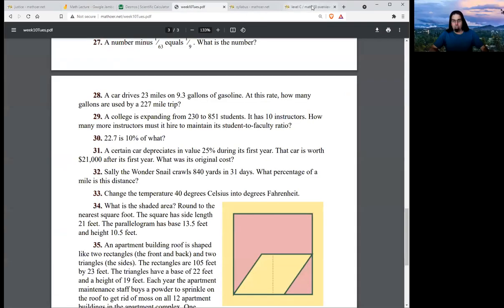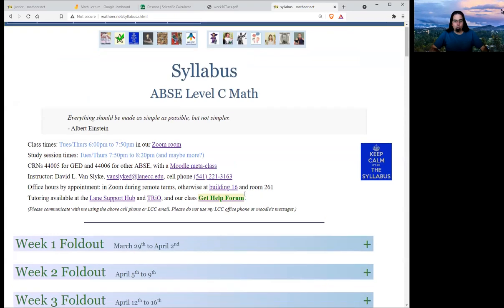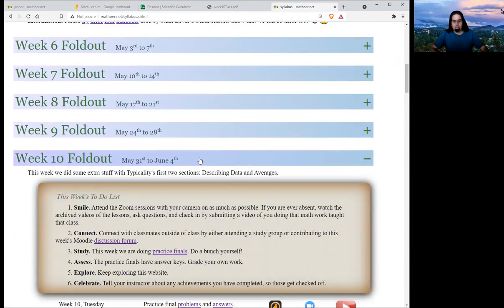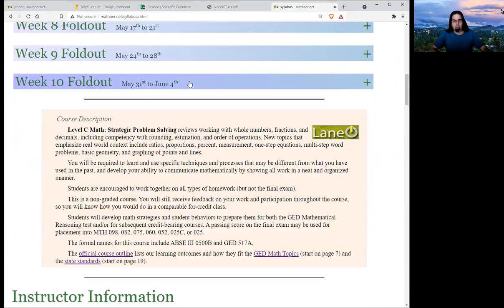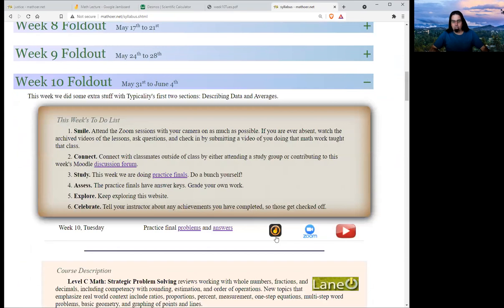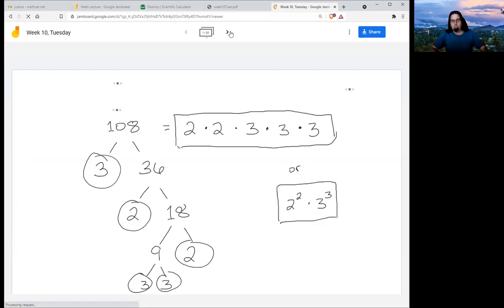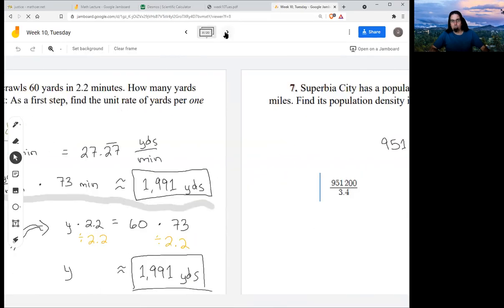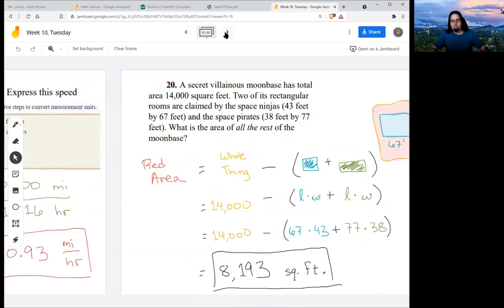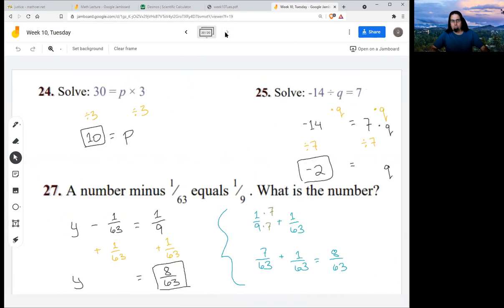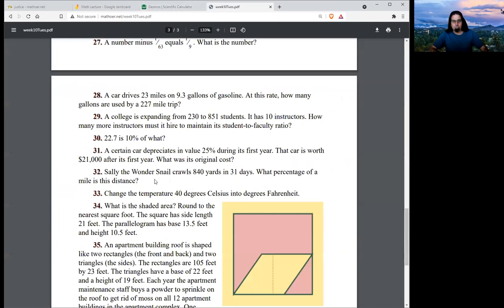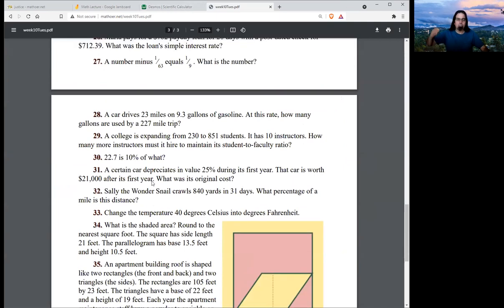Okay, I'm going to pretend I don't know and say, oh, remember, look at the syllabus. How far did we get in the week 10 foldout last time? Just to kind of point out to people watching this, you can go to the Jamboard. So it looks like we got to 27. So we're on 28.